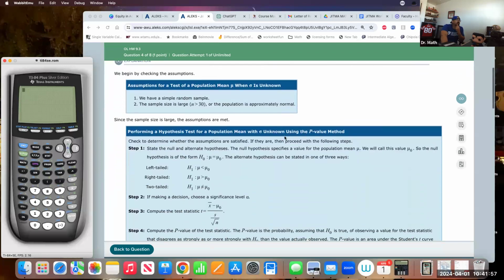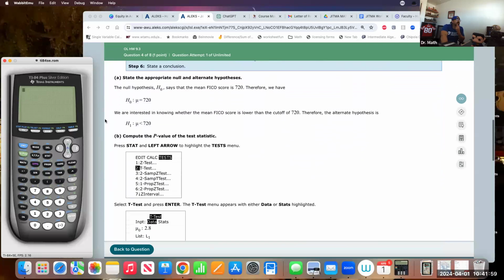All right, so we set up the scene. The first one's equal to, because we're assuming there's no difference. But then the economist is making the claim, hey, you know what, I think the actual average score is less than 720. All right, so let's go through this.